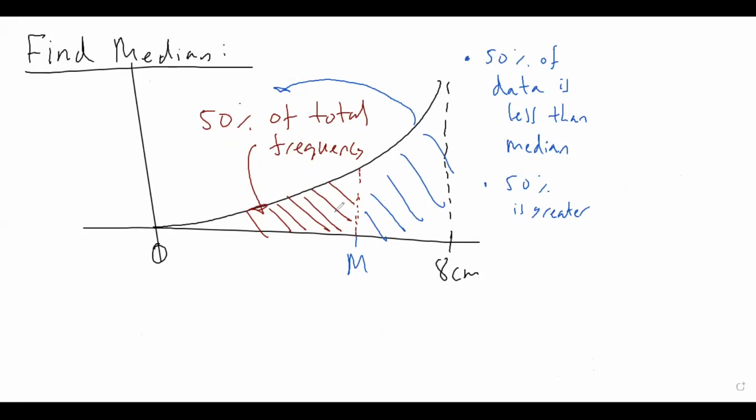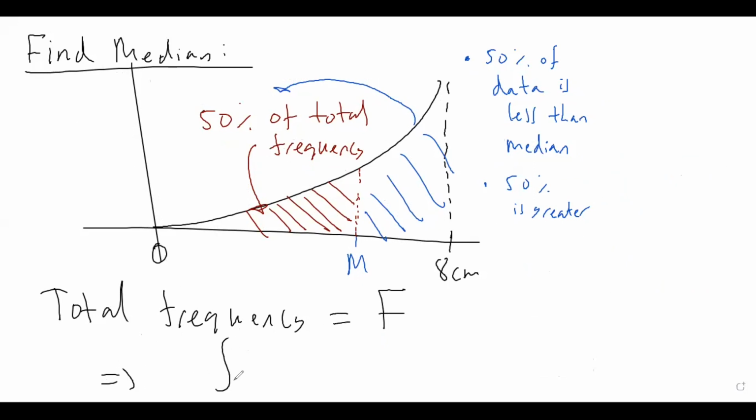So the area to the left of your median is 50%. I'm going to call the total frequency capital F. Basically, if you integrate your curve from 0 centimeters up to your median, you're finding the area under the curve from 0 up to your median, and you've got some function. I'm just going to call this f of x.